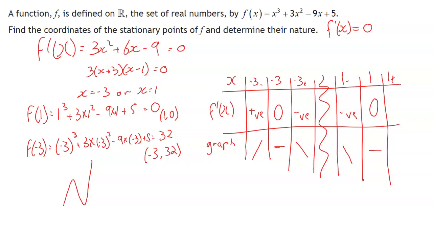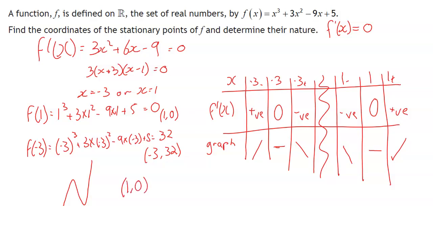At 1 it's 0, and then if I look at any value above 1, the x plus 3 is always going to be positive no matter what. And if the magnitude of my number is bigger than 1, and I take away 1 from it, that's going to be positive. Positive times a positive is going to give me a positive value overall, so it's going to come back up.